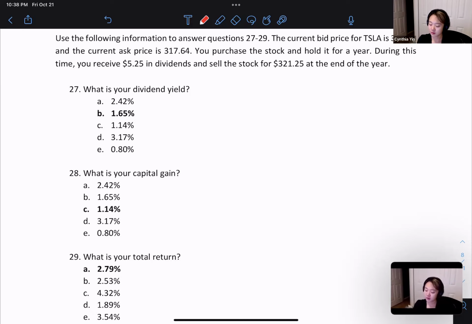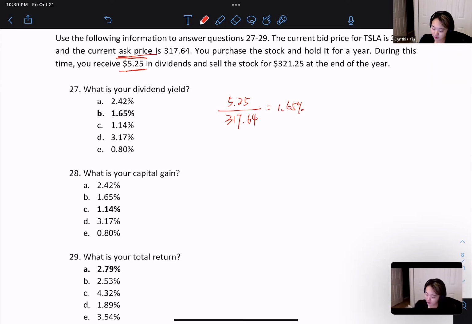So dividend yield, your annual dividend is just this number, very simple, 5.25 divided by your buying price, which is the ask price, 317.64. Sorry, typo. So the answer is, let me double check. Yeah, the answer is 1.65%.